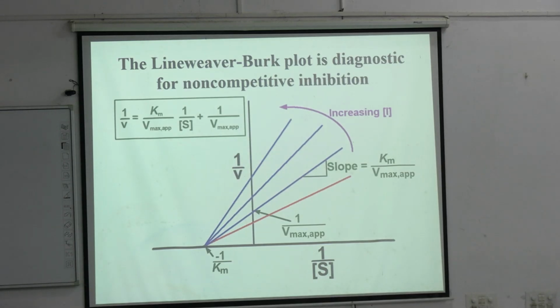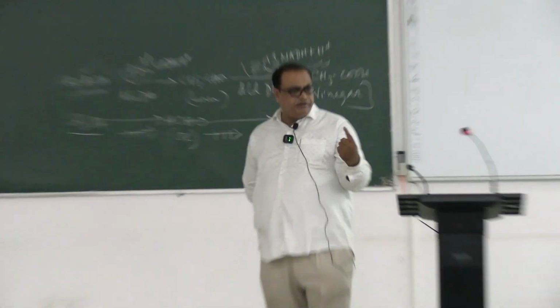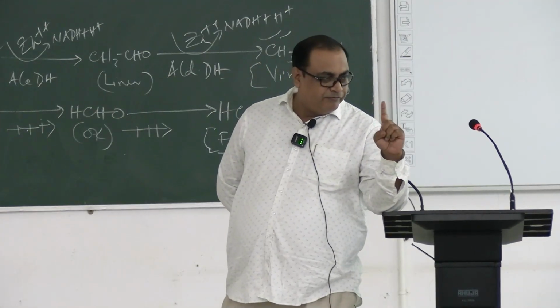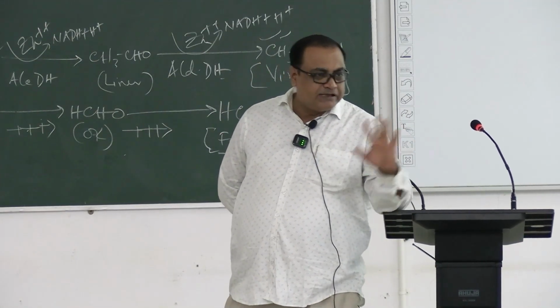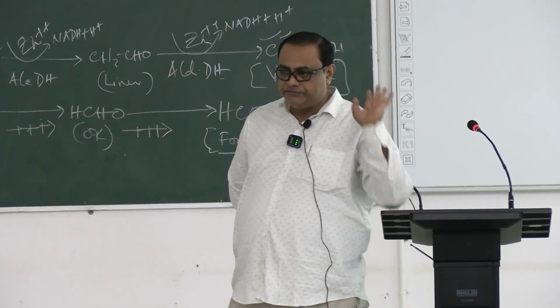One by 50 and 1 by 25, which one is smaller? Okay? So Vmax decreases, Km remains same. Why Km remains same? Because they do not compete for binding to the active site. Sites are different, two chairs are different.